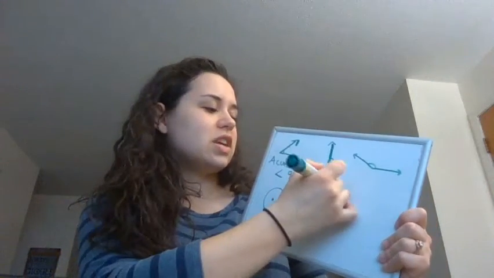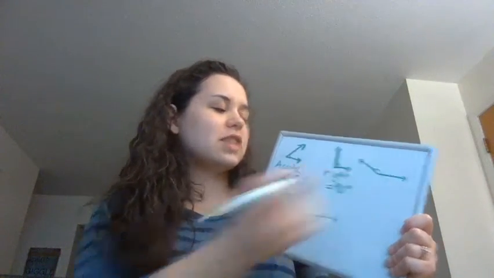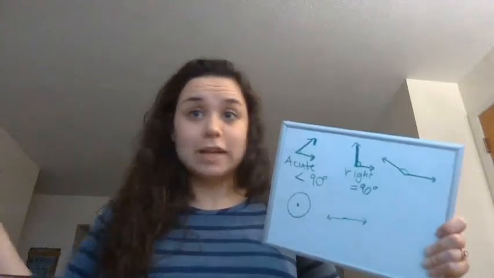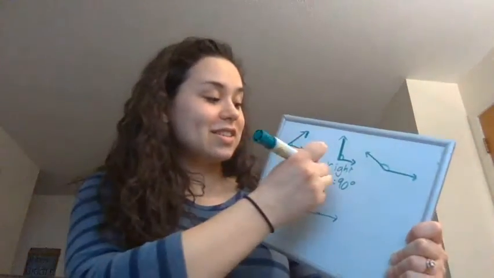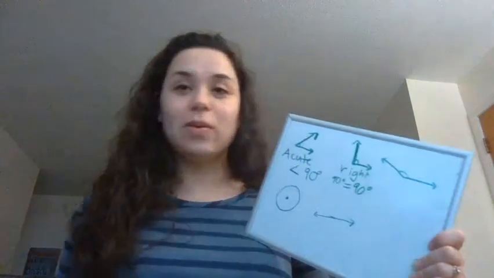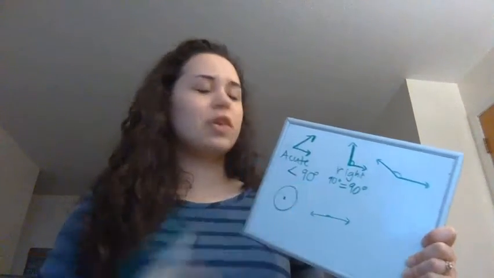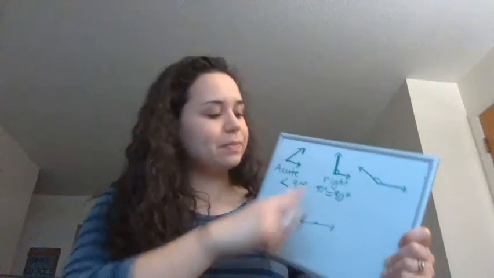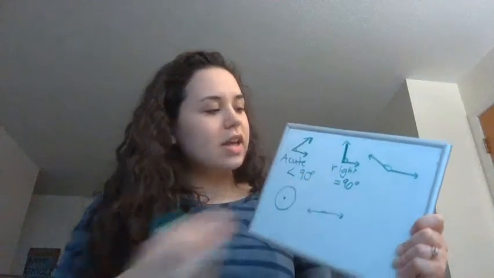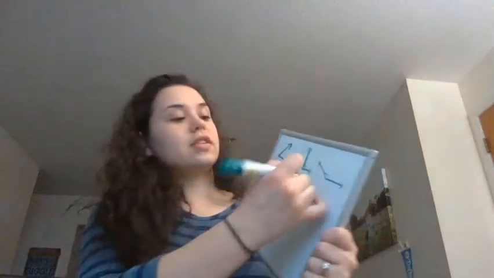Right angle, we said, is equal to 90 degrees. So let's think of something that's equal to 90 degrees. 90 degrees is the only thing equal to 90 degrees. So that's the only measurement it can be. Acute angles can have lots of different measurements. Right angles only have one, and it is 90. Okay?